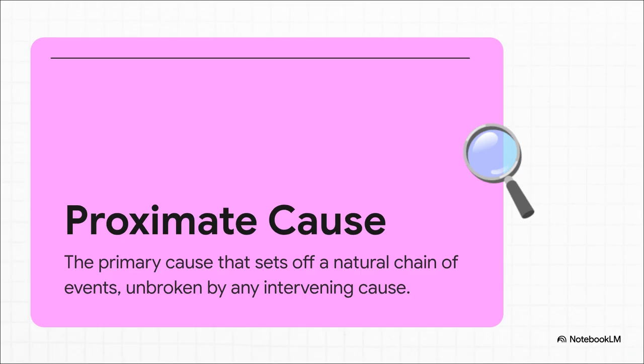If you blow through a red light and cause a crash, your action is the proximate cause of the injuries. But let's say the person is on the way to the hospital and the ambulance gets hit by a meteor. Well, that meteor is a new, intervening cause that breaks the chain of your responsibility.